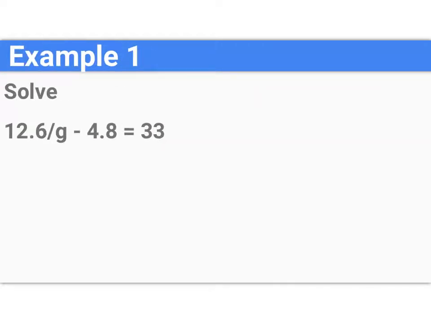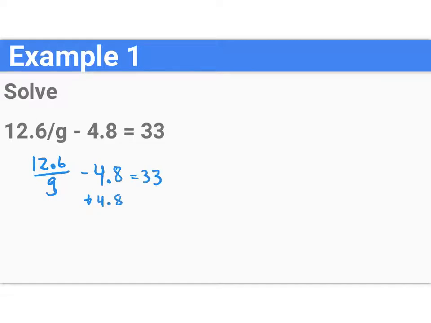Okay, so first thing I'm going to do is rewrite this. We got 12.6 divided by g minus 4.8 equals 33. Same steps. Look at the variable. Now the variable's in the bottom, and you cannot have your variable in the bottom. So we must get the variable out of the bottom. And I didn't say that on the last video, but I did it.